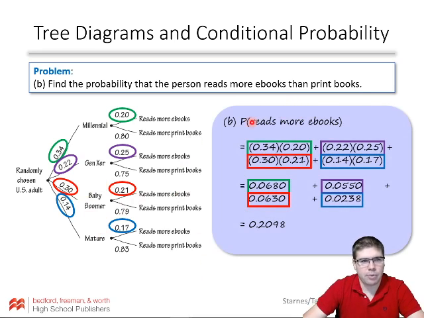So ultimately, the probability that they read more ebooks is all these four categories here at the end, and we can multiply that out, and this would be our total number of millennials. So 6.8, and this is of millennials. This is the total number that are millennial and read ebooks. So it's that 6.8%. And then we have our purple category here for our Gen Xers and our red baby boomers and our blue mature. And so those probabilities all add up, and these four outcomes together give us 20.98, or about a 21% chance overall that the individual is more likely to read ebooks.